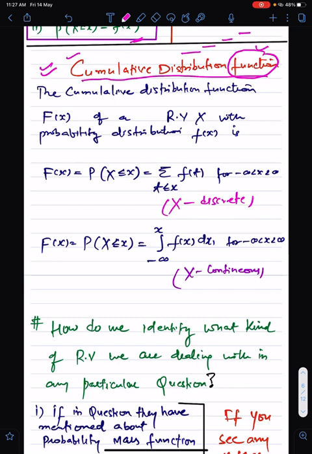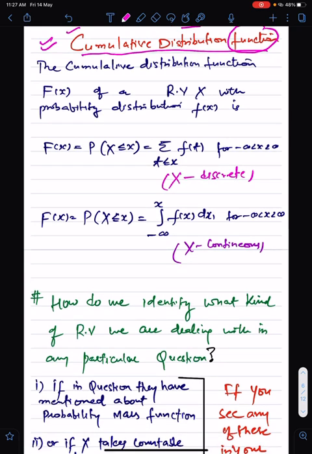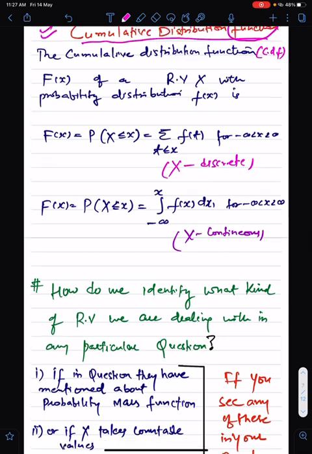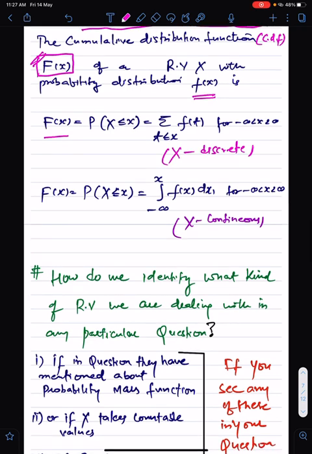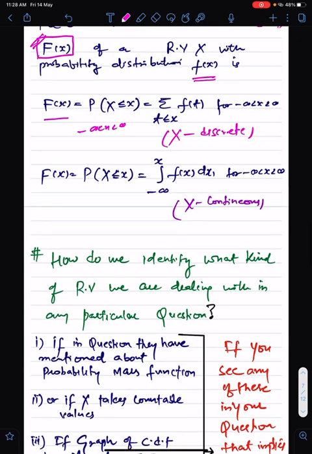Let us see how we define our cumulative distribution function. In short, we write it as CDF, denoted by capital F of x. This you must keep in mind. For a random variable x with probability distribution small f of x, F of x equals P of x less than or equal to small x, where small x varies from minus infinity to infinity, and is defined as the summation over t less than or equal to x of f of t.